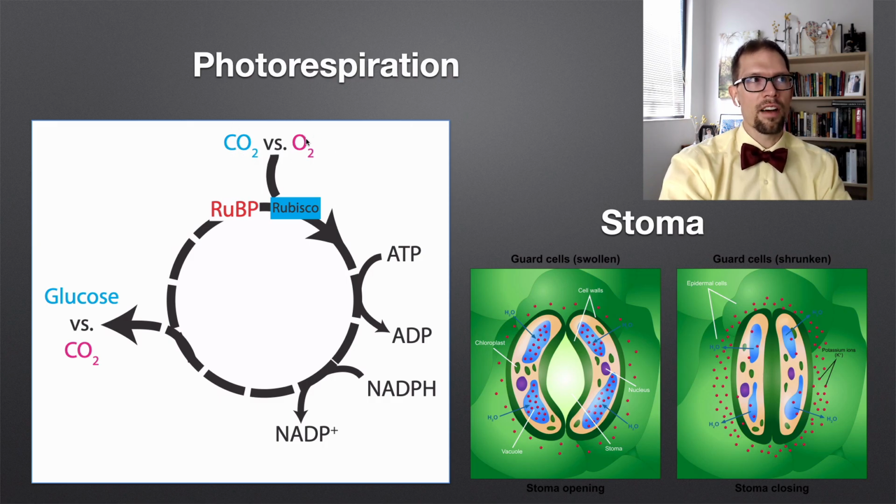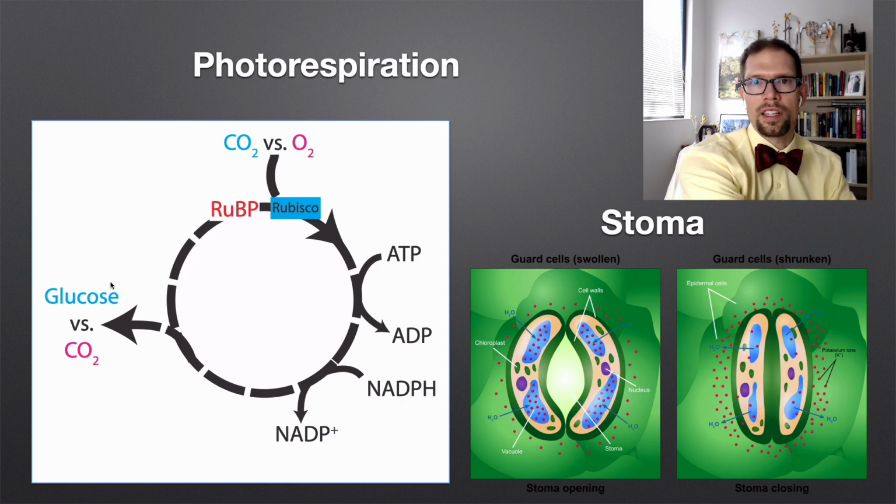So now you're going to have higher amounts of oxygen within the leaf and lower amounts of carbon dioxide. And if you have higher amounts of oxygen, it's more likely to be used by the Rubisco enzyme and go through this photorespiration process, instead of carbon dioxide being used to form glucose via photosynthesis. So overall, photorespiration is going to limit the efficiency of the photosynthetic process.